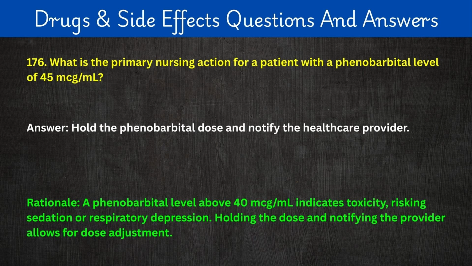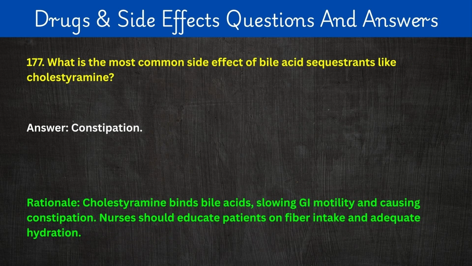176. What is the primary nursing action for a patient with a phenobarbital level of 45 micrograms per milliliter? Answer: hold the phenobarbital dose and notify the healthcare provider. Rationale: a phenobarbital level above 40 micrograms per milliliter indicates toxicity, risking sedation or respiratory depression. Holding the dose and notifying the provider allows for dose adjustment.